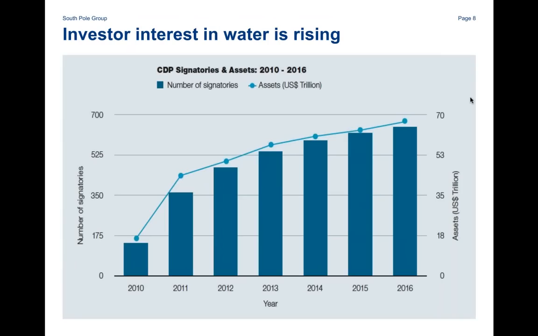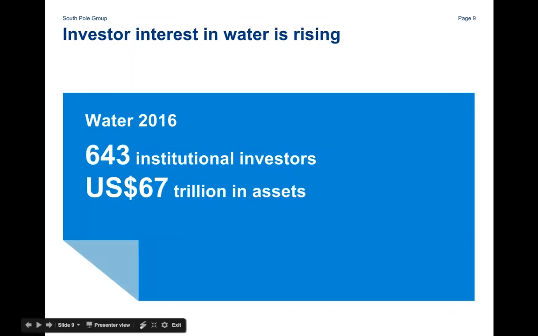However, you can see from the graph in front of you that today the number has risen steadily over the years, and in fact, it's more than quadrupled since that time. This year, the water questionnaire was issued on behalf of 643 institutional investors with around $67 trillion worth of assets. And we can attribute this rise in awareness and this increasing investor interest, I think, down to the fact that many water risks, or certainly the water challenge in general, is becoming much more obvious and immediate in institutional investors' eyes.